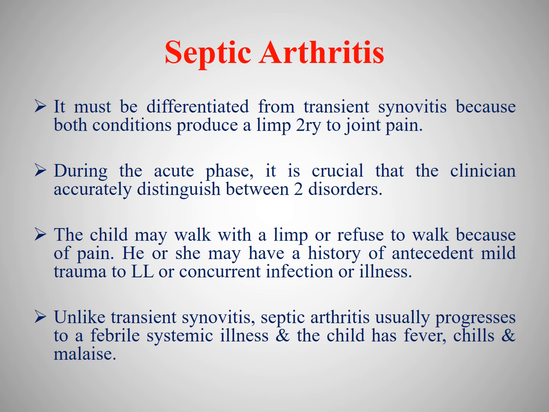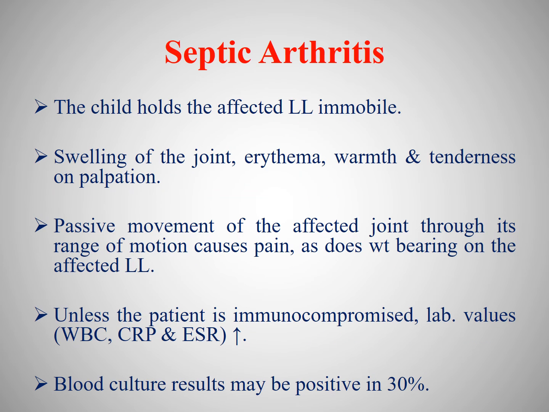He or she may have a history of antecedent mild trauma to the lower limb or concurrent infection or illness. Unlike transient synovitis, septic arthritis usually progresses to a febrile systemic illness, and the child has fever, chills, and malaise. The child holds the affected limb immobile. Swelling of the joint, erythema, warmth, and tenderness on palpation may be present. Passive movement of the affected joint through its range of motion causes pain, as does weight bearing on the affected lower limb.